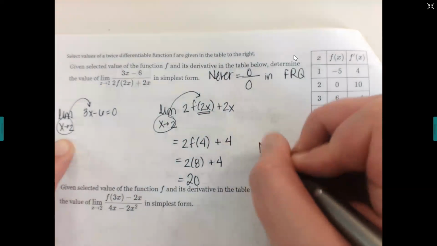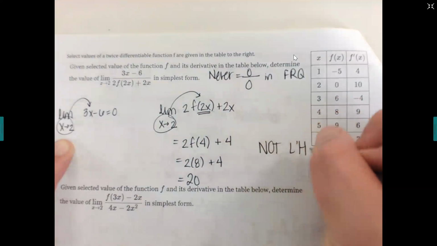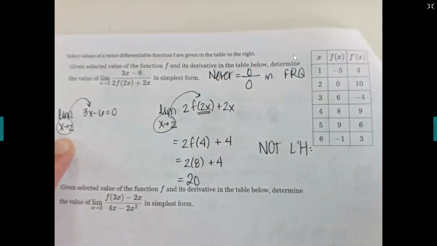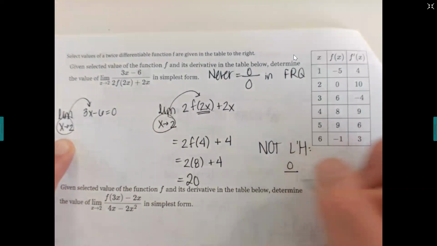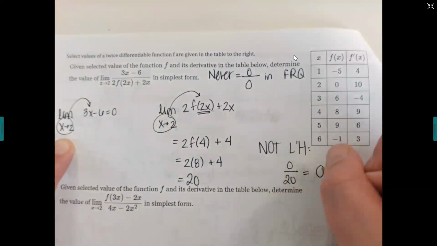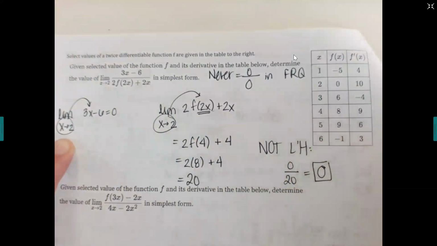And this is not L'Hopital's rule. Okay, it was set up like it would be L'Hopital's rule, but I ended up getting 0 over 4. Then what's my conclusion? Or I'm sorry, 0 over 20. Then what's my conclusion? Oh, 0. Remember, it's okay to get 0 on the top. You just can't get it on the bottom.